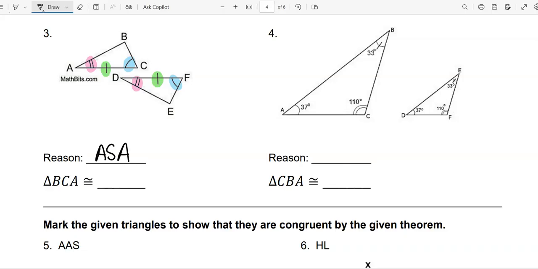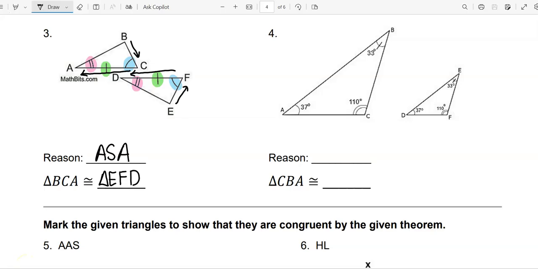So if I gave you BCA, we need to go B to C, and then to A. So we're traveling to the 1 arc, and then we're traveling along the side that's congruent. So how could I name the other one? E to F, and then to D. So triangle E, F, D.